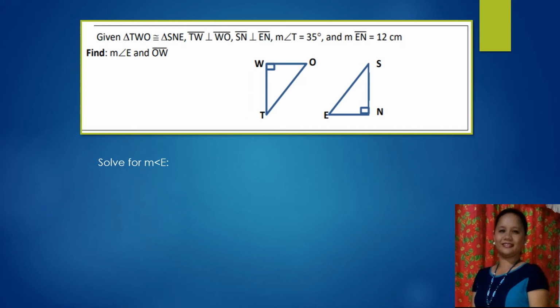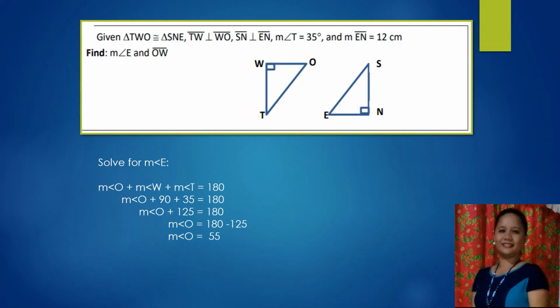So to solve for measure angle E, we have to add the three interior angles of triangle TWO. We have there measure angle O plus measure angle W plus measure angle T. That's equal to 180 degrees. Then we substitute the value. Measure angle O plus 90 plus 35 equals 180. Then we add the two numbers. So measure angle O plus 125, that's equal to 180. Then by subtraction property of equality, we have there measure angle O is equal to 180 minus 125. Then we have to subtract them. So therefore, the measure of angle O is equal to 55.